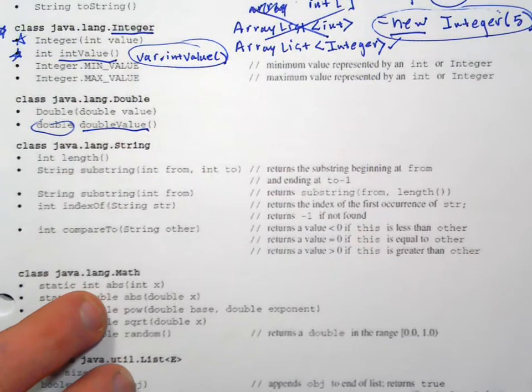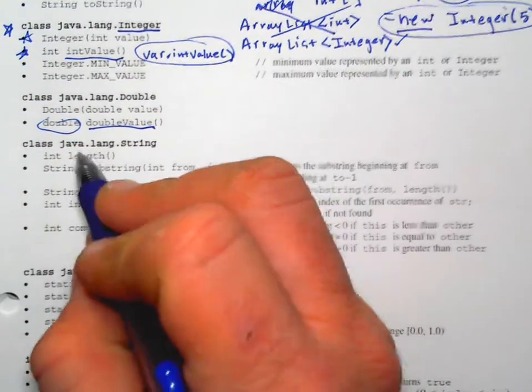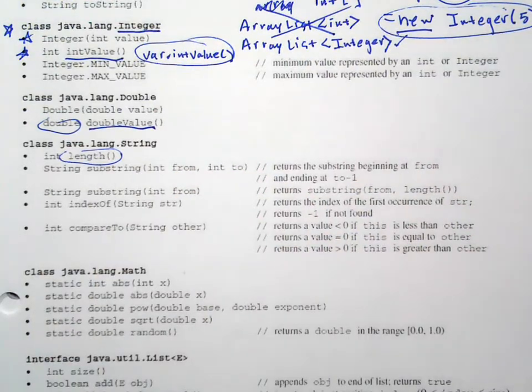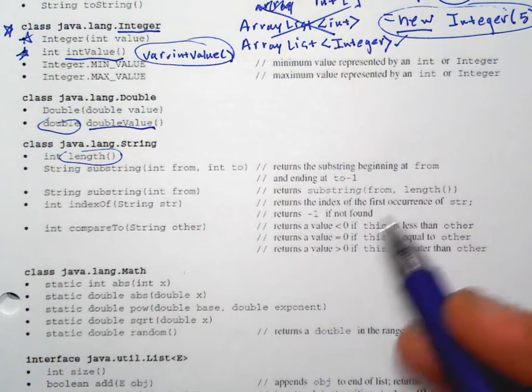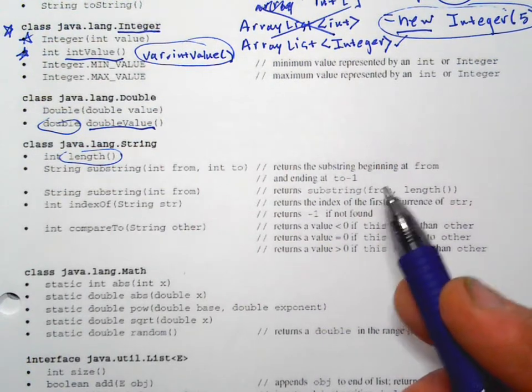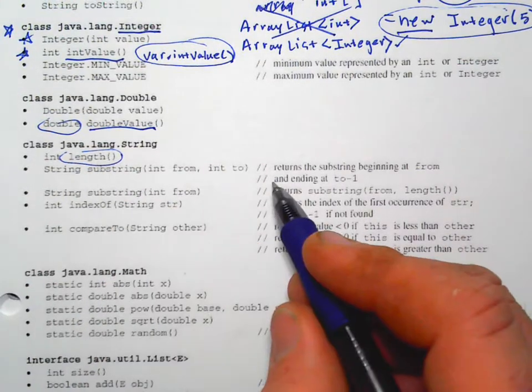The other one I wanted to quickly review again is the String class. Now, we've used the String class a lot. This is how you find the length of the string, which is helpful. It's similar to an array or an array list. The first character is stored at position 0 until length minus 1 is the last one.